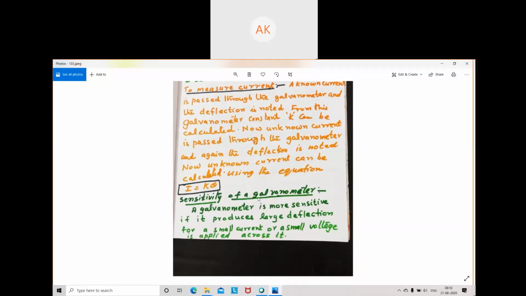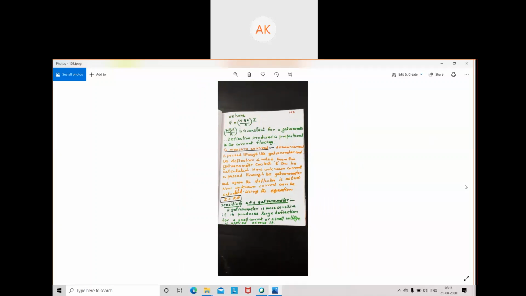A galvanometer is said to be more sensitive when it produces a large deflection for a small current or voltage. Small current or small voltage, because we can convert a galvanometer into a voltmeter also. That is coming next. So a galvanometer is more sensitive when it produces a large deflection for a small current. That is sensitivity. Then we can tell the galvanometer is very sensitive, because it is showing a very large deflection for a small current. So that is the sensitivity of the galvanometer.